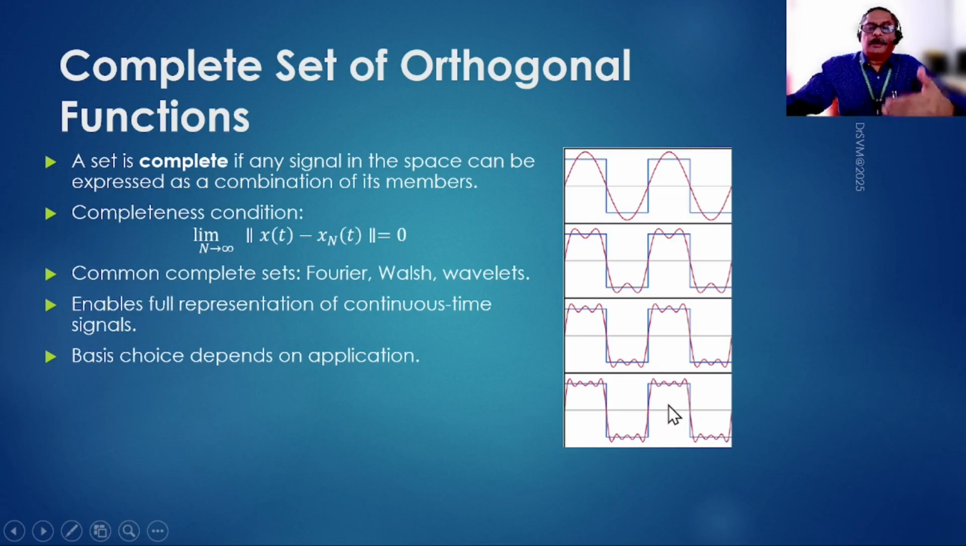As we keep adding more and more odd harmonics, we find that the approximated wave, which is shown in red, is coming closer and closer to the square wave. And we can get the square wave perfectly only when this value of n tends to infinity. That means when we have infinite components, only then does it become a square wave.